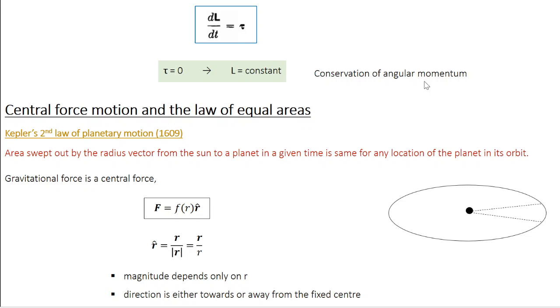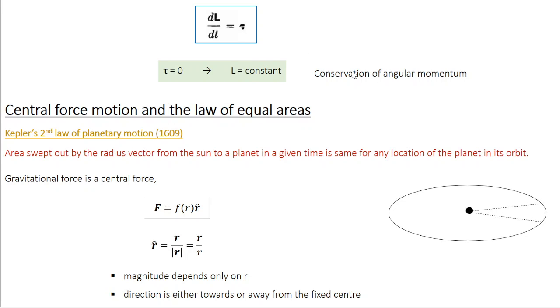This is very similar to conservation of linear momentum we have discussed in chapter 1. There we have seen that when the net force acting on the system, the external force acting on the system, is 0, the linear momentum remains conserved. So these are similar concepts.